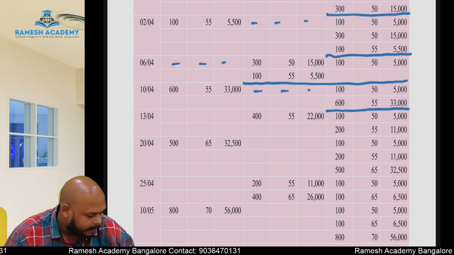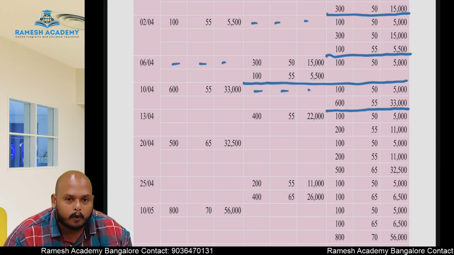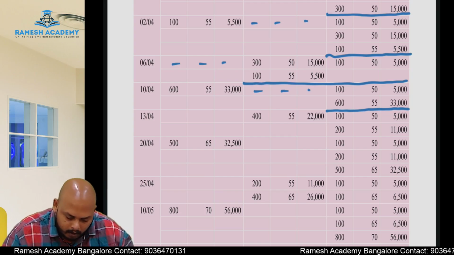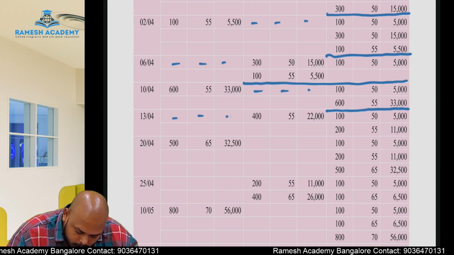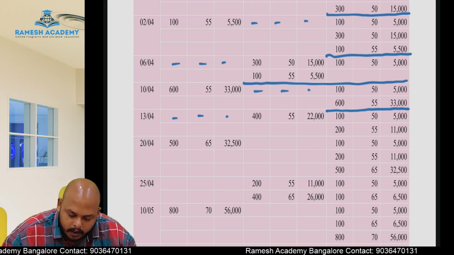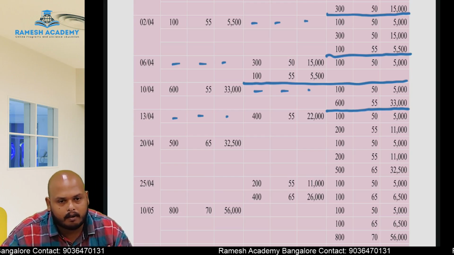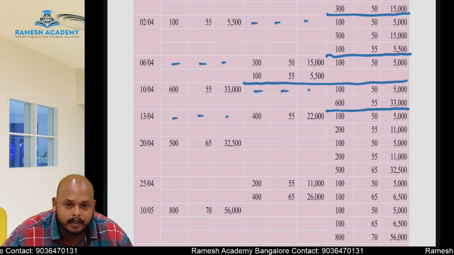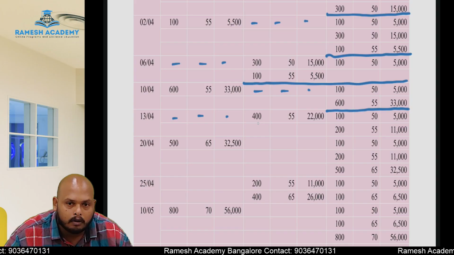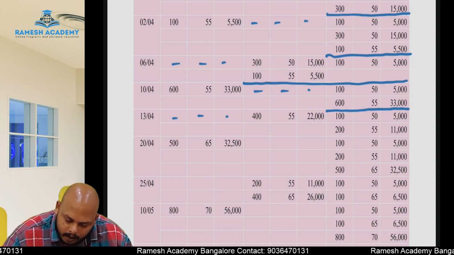Okay? Next, Nana. On 13th April issued 400 units. 13th April issued how many units? 400 units we issued. So receipt column nil. In the issue column you see, here base stock we cannot touch. Leave base stock. Remaining how much is there? 600. Out of 600 we have to issue 400. So balance will be how much? 200.